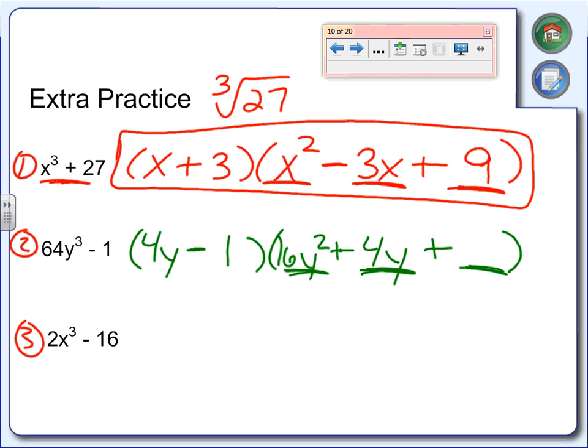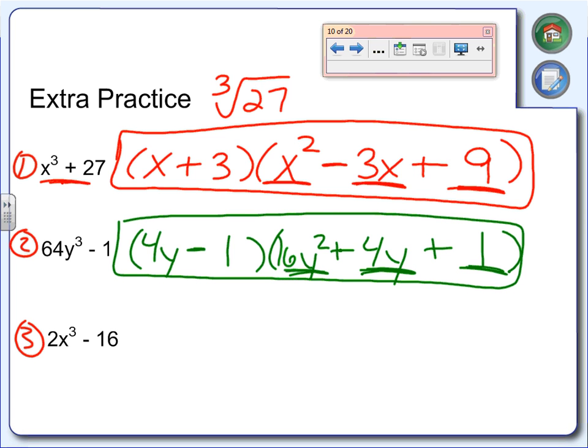And the last part, to get this last part of the trinomial, we're going to take this one right here, and we're just going to square it. You know what 1 squared is, right? 1 squared is a 1. That last number over there is 1. We now have the factors of 64y to the 3rd minus 1.